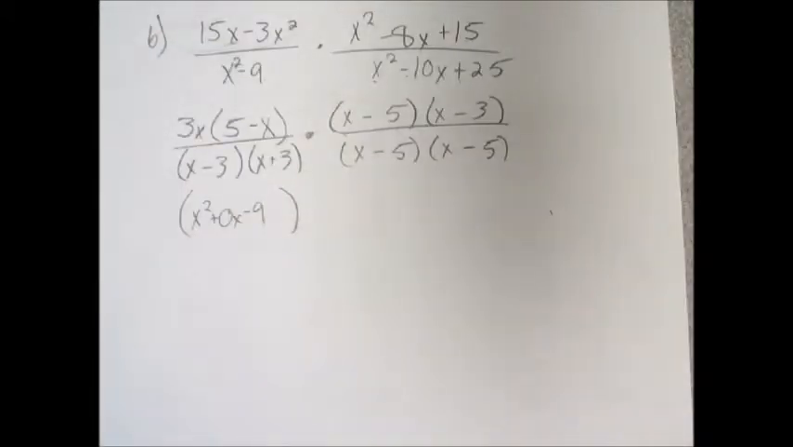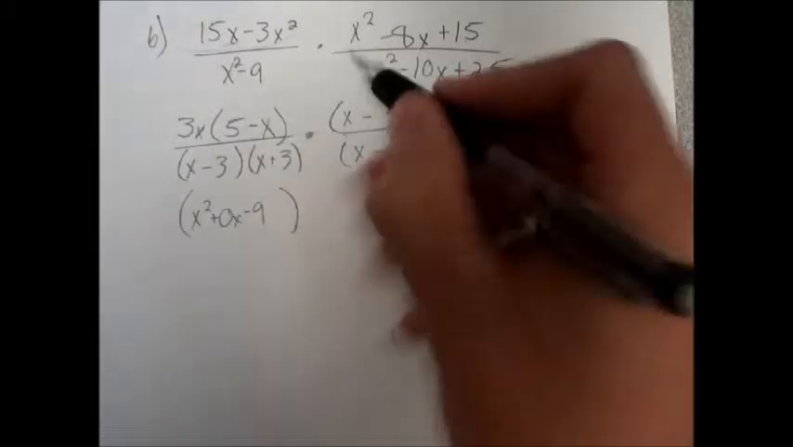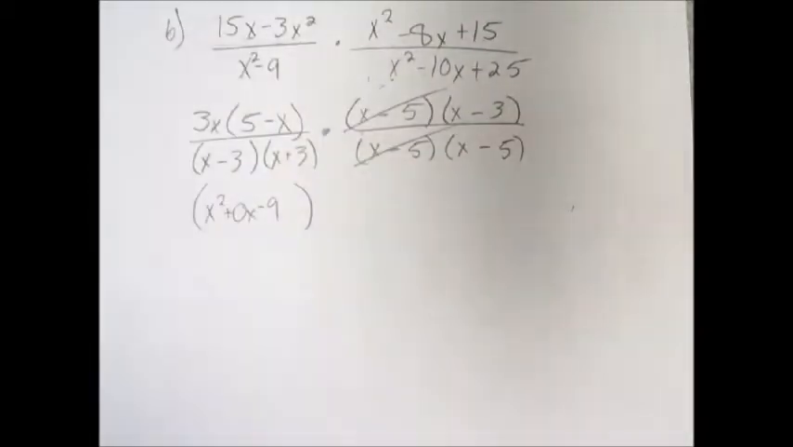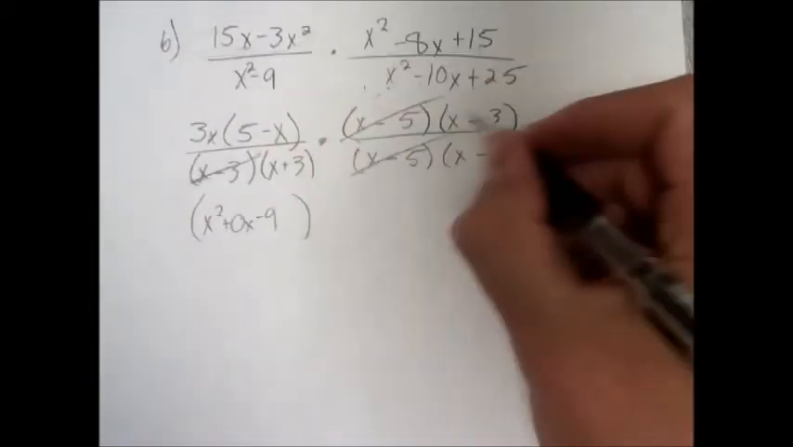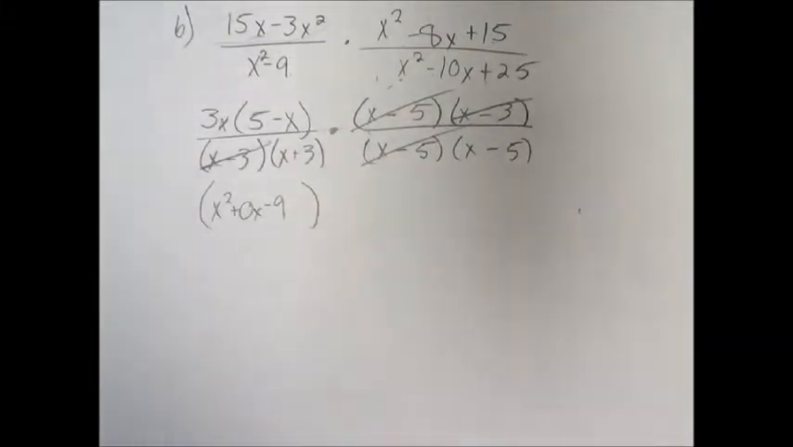Now I can start to cancel a whole bunch of jazz. So, here we go. Gone, gone. I have a minus 3 and a minus 3. Is there anything else that you see that we can cancel?